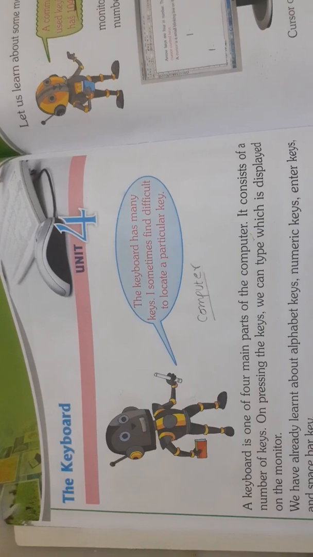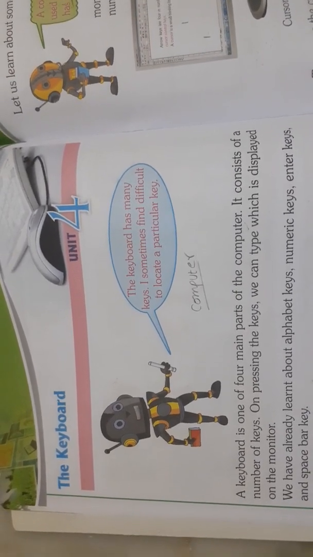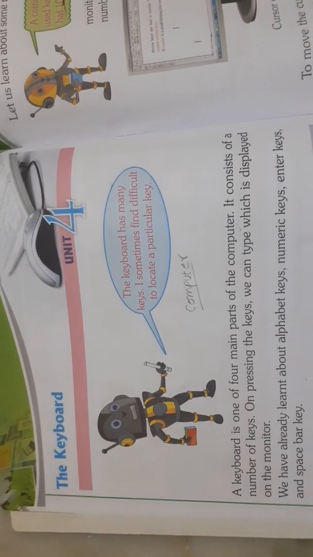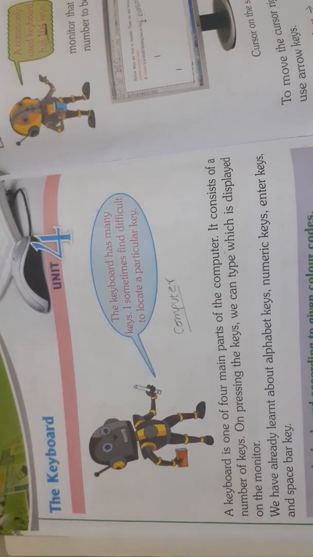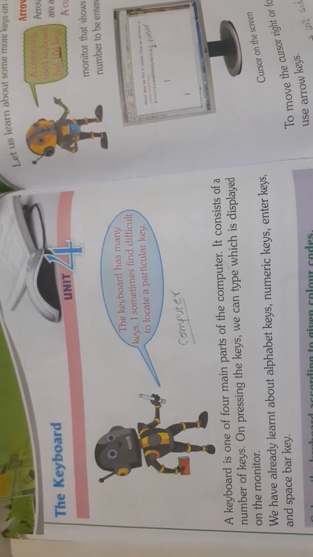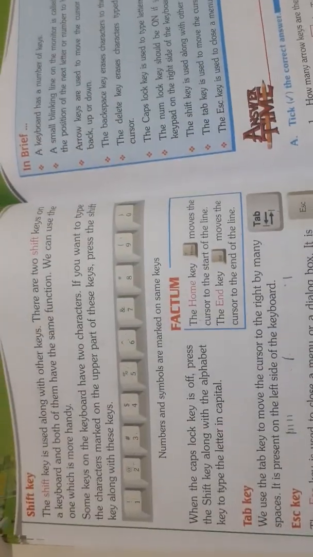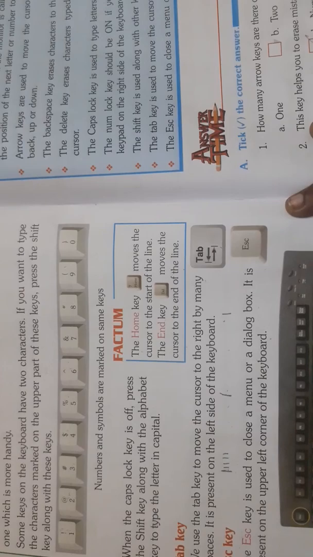Children, in the last two classes, we learned about the fourth unit, that is the keyboard. In these two classes, I explained this fourth lesson, what the keyboard is and what keys are present on this keyboard, about the escape key, tab key, that all we learned, children. Today I am going to explain the answer time. All of you open your computer textbooks and see page number 35.